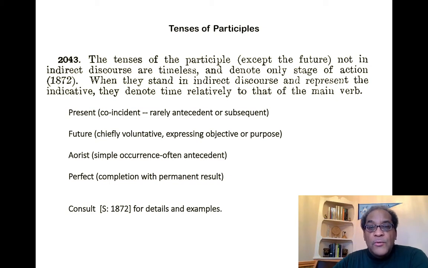The present usually represents action coincidental with that of the main verb. Very rarely is it antecedent or subsequent. The future, as we'll see, is chiefly voluntative, that is, it expresses objective or purpose. The aorist has the aspect of simple occurrence, but often marks an action that has occurred preceding the main verb. And the perfect, as you would expect, has the sense of completion with a permanent result. If you look at Smyth, section 1874, he has details and numerous examples of these temporal significations of participles. So feel free to consult that very informative section.